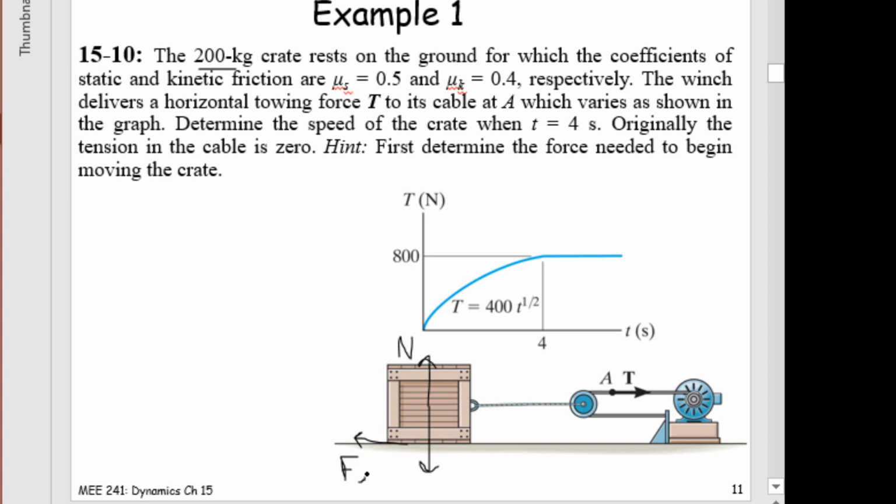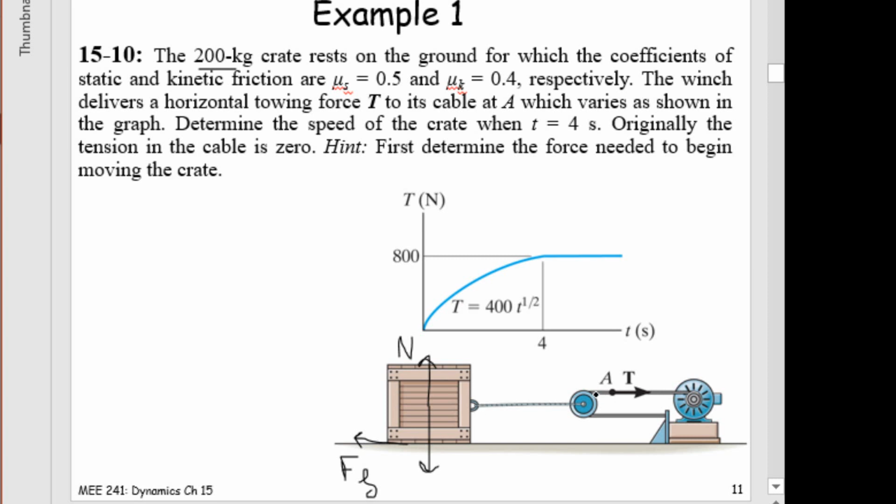It's horizontal, and it's equal to mu times n. Now this mu could be mu s times n or mu k times n depending on the state. I have to start first with the static case to find the time required, and then I can move to the dynamic case and use mu k to find some unknown so that I can find the velocity at state 2.